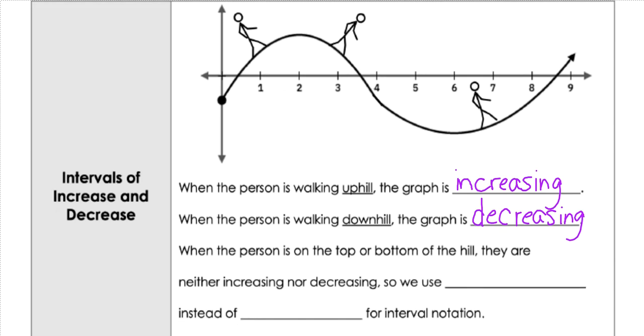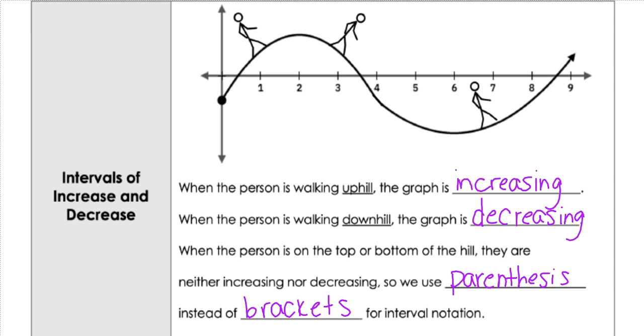All right. When the person is at the bottom or the top of the hill, then they're neither increasing nor decreasing. So when they've reached that max or min, they're at the bottom, and so we use parentheses instead of brackets at those points when we're writing the interval notation.